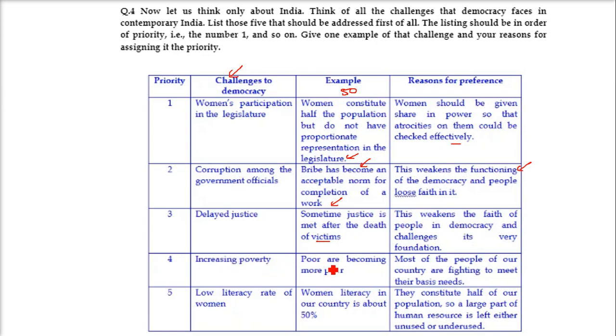Now, increasing poverty: the poor are becoming poorer. So you can say that the rich are becoming richer. And the primary reason is that most of the people of our country are fighting to meet these basic needs.